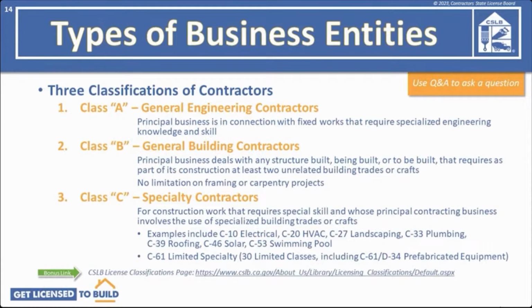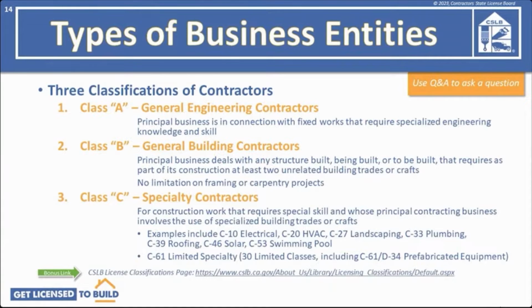B contractors have a principal business dealing with any structure built, being built, or to be built that requires as part of its construction at least 2 unrelated building trades or crafts. In other words, a B contractor shouldn't take a prime contract for any project involving trades other than framing or carpentry unless the prime contract requires at least 2 unrelated building trades other than framing or carpentry.